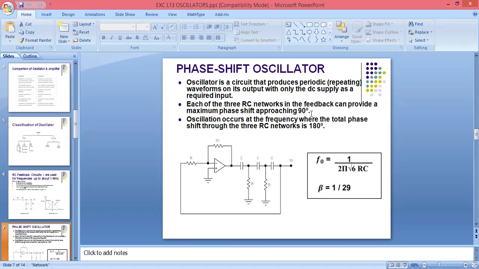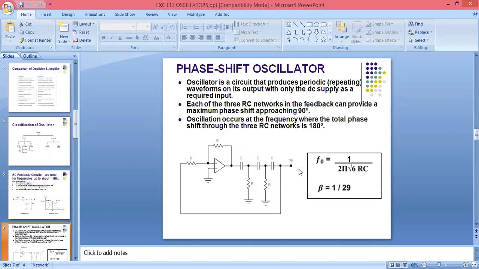But it is actually less than 90 degrees, due to which we are using 3 RC networks. So we will get 60, 60, 60. It means here we will get 180 degrees phase shift from the network, and 180 from the amplifier. So there is a phase shift of 360 degrees, and here the Barkhausen criteria will be satisfied.